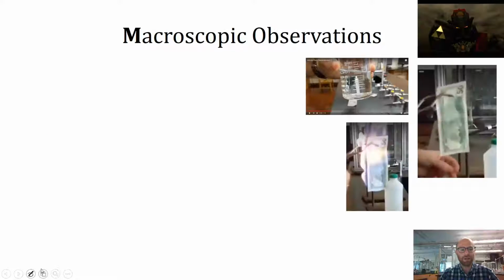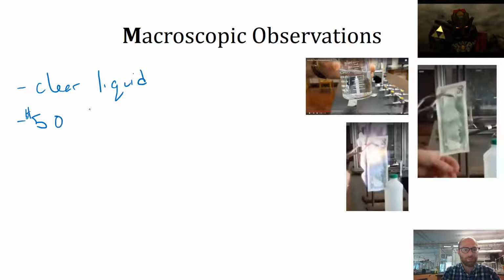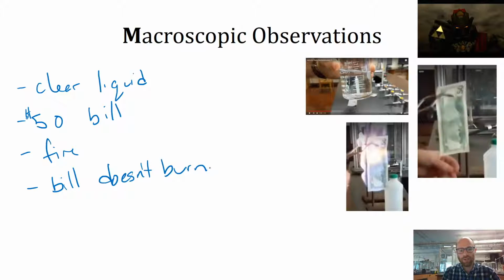So going back to our video, the macroscopic observations are probably a lot of what you wrote down. You have clear liquid, we've got a $50 bill, there's some fire, but the bill doesn't burn. So you may have had some questions of like, why not?